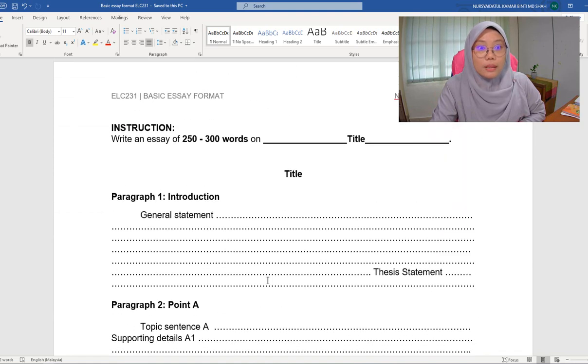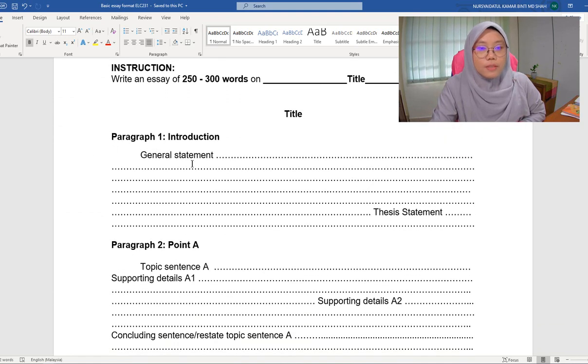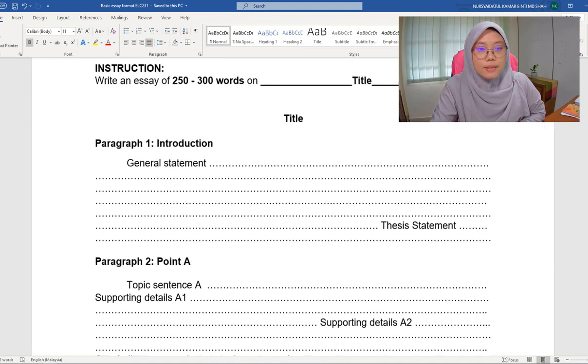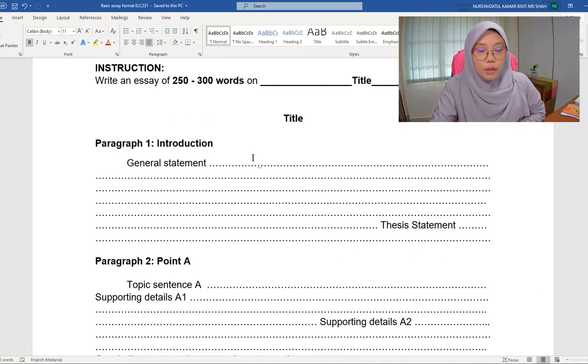So now let's take a look at the first paragraph, known as the introduction paragraph. What do you need to write in the introduction paragraph? The first one, you have to write a general statement about the topic given. Then at the end of the introduction paragraph, you have to write your thesis statement. What is the thesis statement of the essay? Okay, so that is the first paragraph.